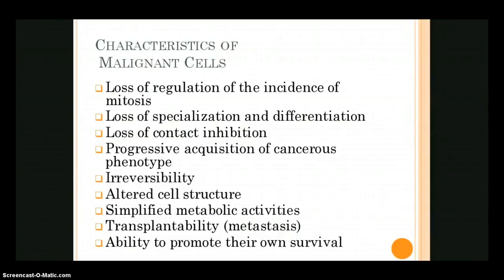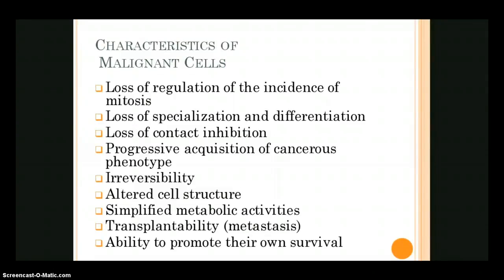They also seem to almost develop an immortality in the sense that they just keep growing and do not seem to die like normal cells that have a defined lifespan. Malignant cells exhibit irreversibility. In other words, once they become a malignant cell, they don't go back to not being one. They also have the ability to transplant themselves, transplantability, which is another way of talking about metastasis. And we just talked about that in the slide before.